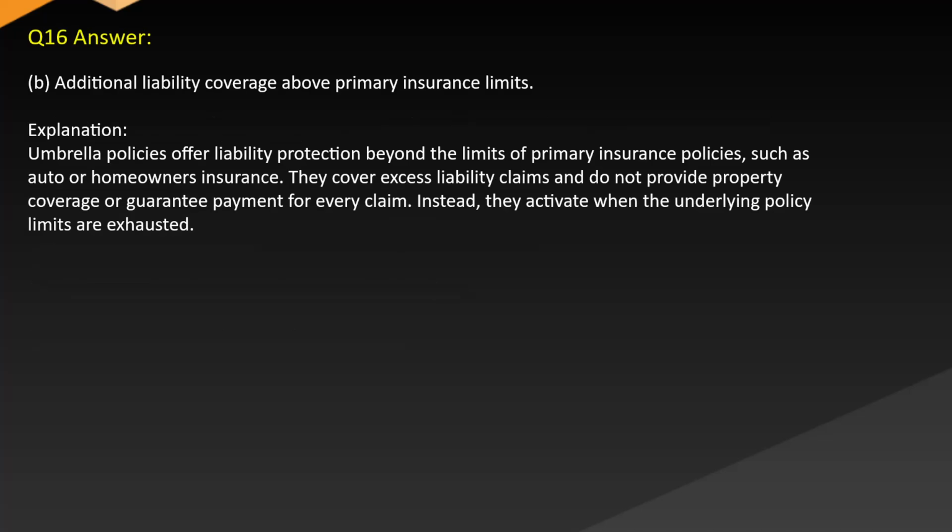Answer: B. Additional liability coverage above primary insurance limits. Explanation: Umbrella policies offer liability protection beyond the limits of primary insurance policies, such as auto or homeowners insurance. They cover excess liability claims and do not provide property coverage or guarantee payment for every claim. Instead, they activate when the underlying policy limits are exhausted.